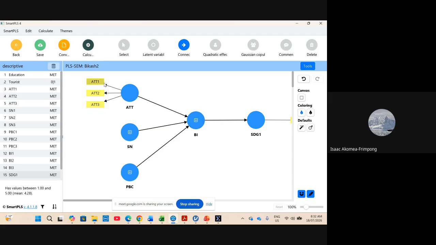So what do you do? What you have to do is that if this BI doesn't have indicators, then you have to use all the three indicators from here, all the three indicators from there, and all the three indicators, add them together to make them what? 9. All the 9 will be used as the indicators of BI.